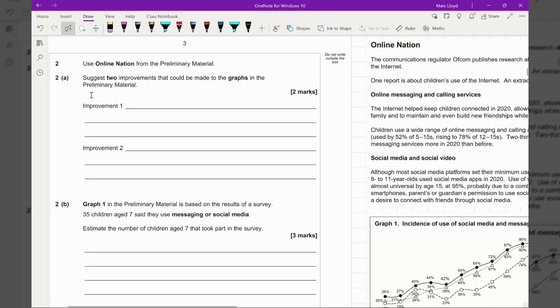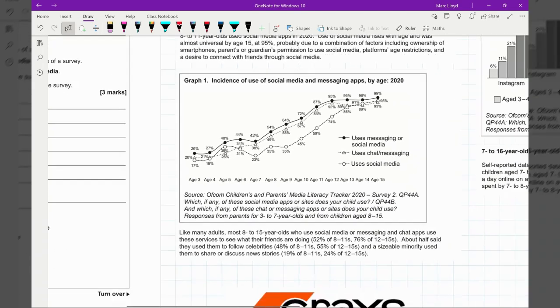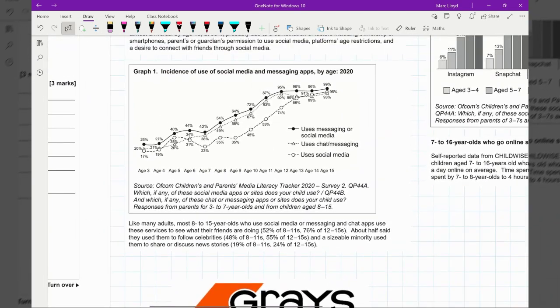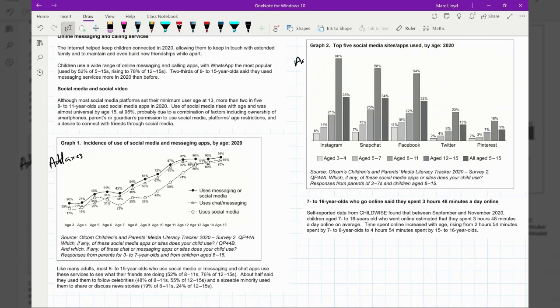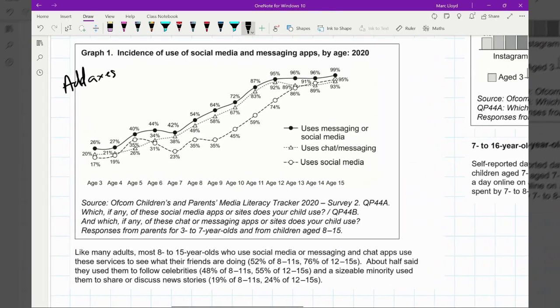Okay, so suggest 2 improvements that could be made to the graphs in the preliminary material. So having a look at this first one, I'm going to write my improvements here. We could add some axes. So add axes into this one. And I think that's the same for the other one actually. It is, we can add an axis for graph 2. Graph 2 not looking very good. And obviously using grids or graph paper, because that helps people when you're reading left and right or up and down to just track the numbers a bit easier.